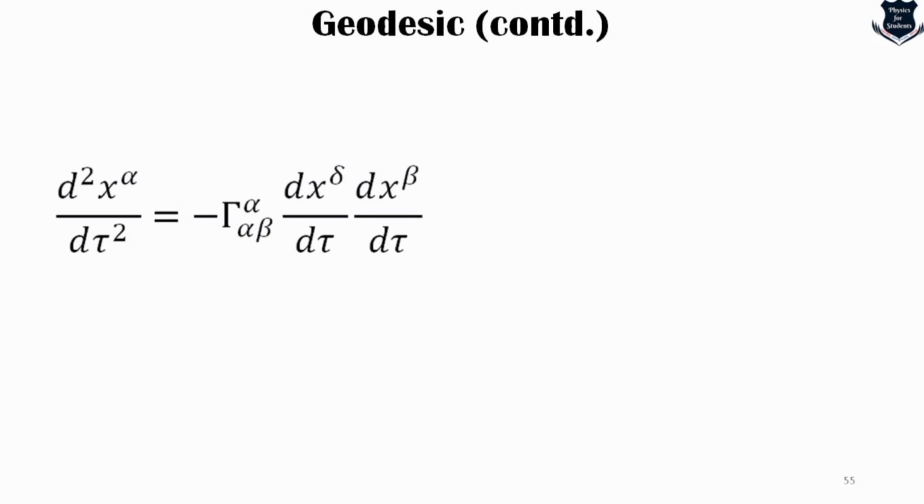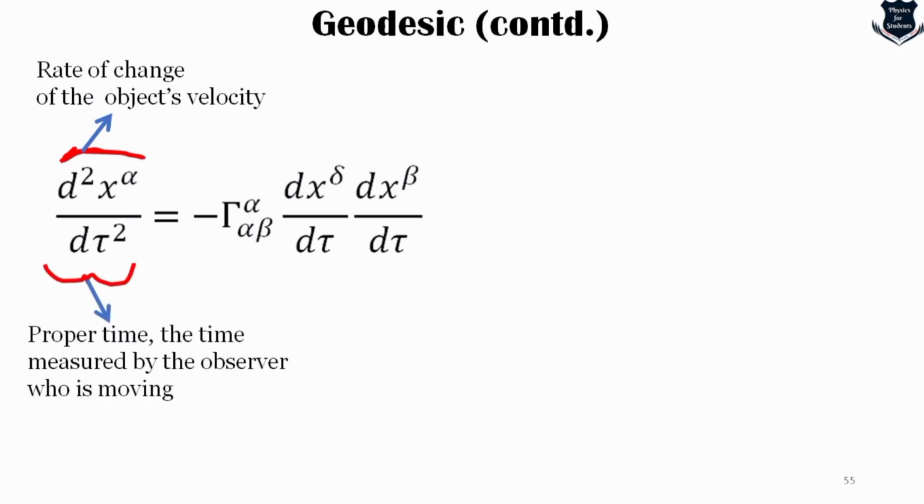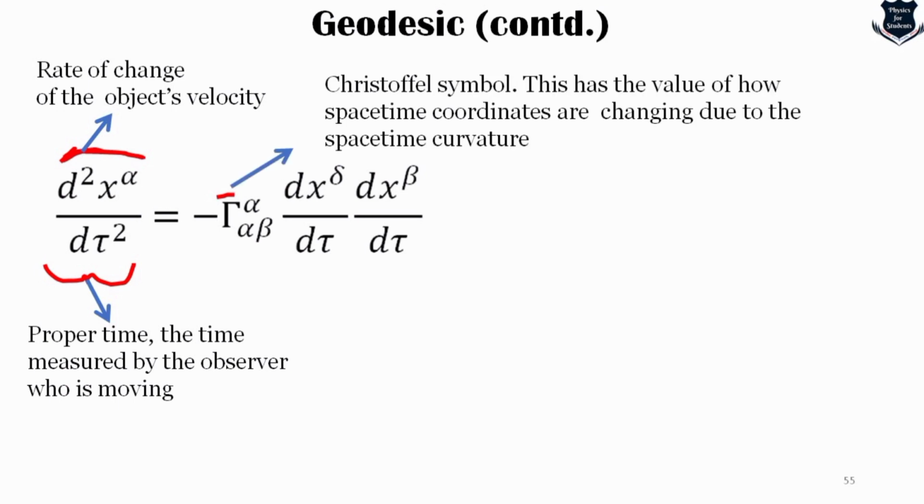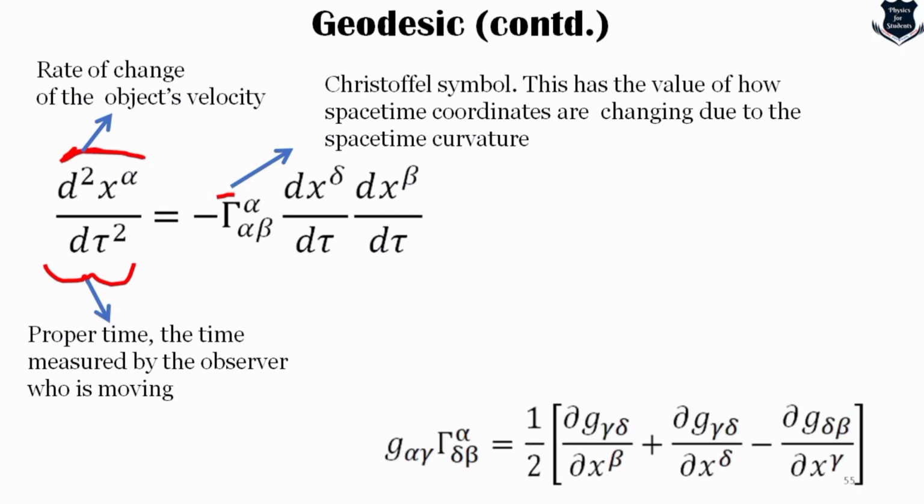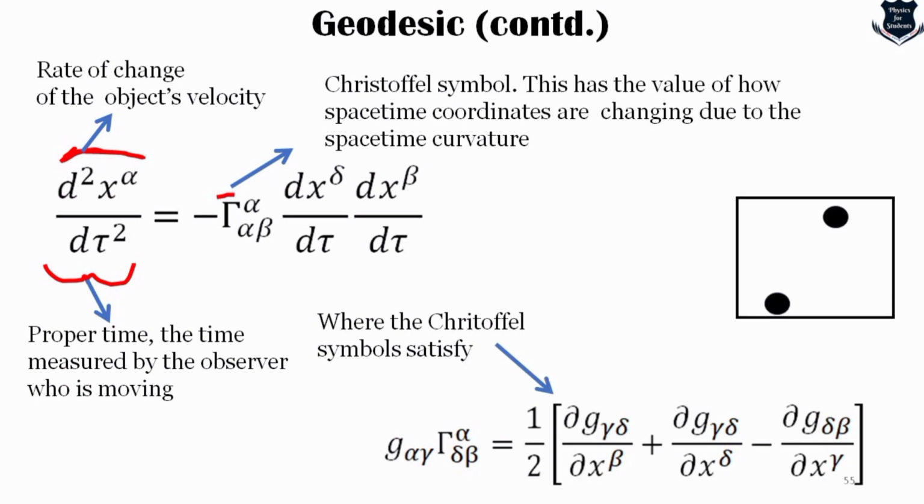Just a quick note, this is how the geodesic equation looks. The top part is the rate of change of the object's velocity. This tau squared part is the proper time, that is the time which is measured by the observer. This gamma part is the Christoffel symbol. We will talk about the Christoffel symbol later when we learn separately about the Riemann curvature tensor. But this has the value of how space-time coordinates are changing due to the space-time curvature. You can ignore it for the time being.